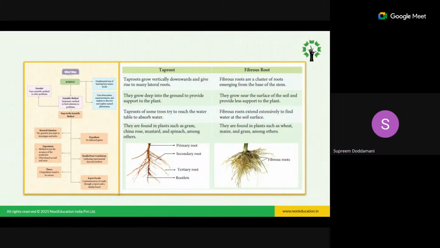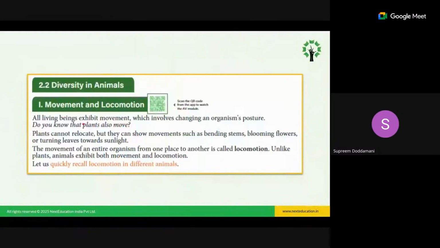Beside that, we have a mind map. It's totally related to the chapter. It's a small glance of the overall chapter, showing which topics fall under the same subtopics. Everything is given in the mind map. So these are the steps we have used to overcome the cognitive overload. And this is an explanation example I have just shown you, diversity in animals. Movement and locomotion is the explanation.